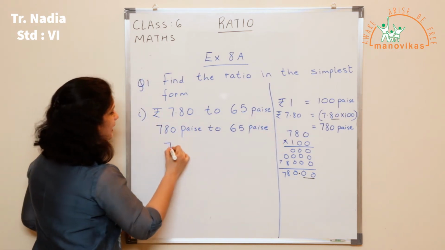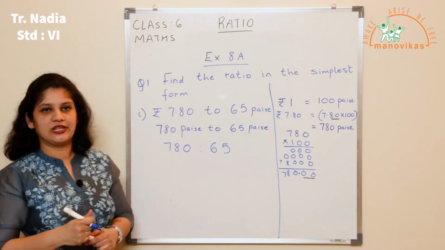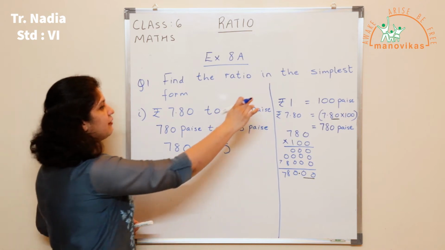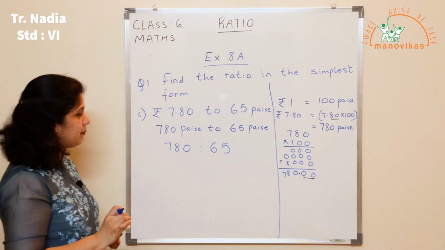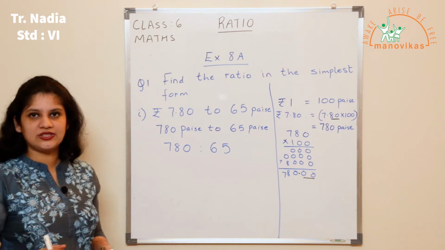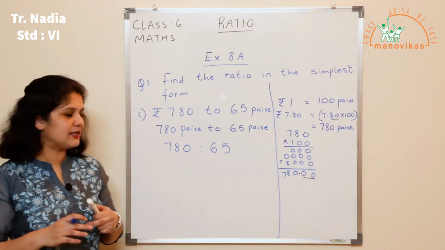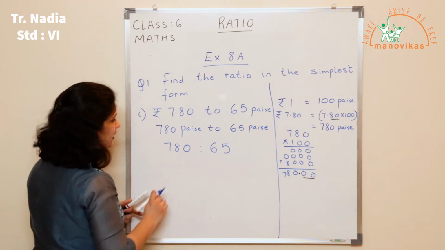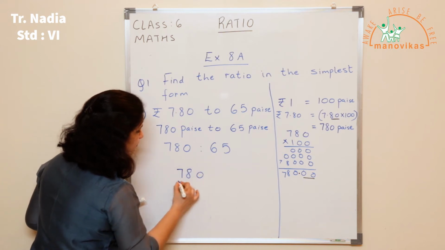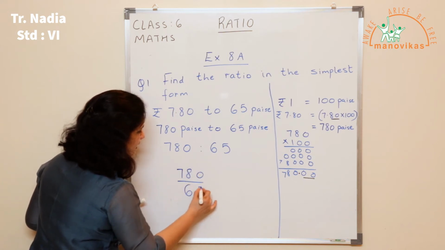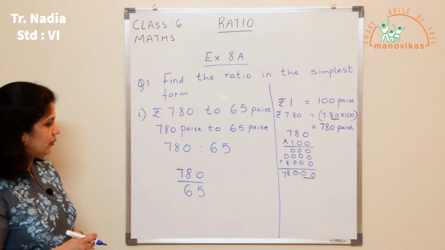So now I can express it as a ratio. But now go back to the question and see what your question says. Find the ratio in the simplest form. Now simplest form means I need to reduce this ratio. I need to see if it can be made simpler. For reducing, what I will do is I will write the ratio in the fractional form. Okay, I will write it as 780 by 65. And now I will try to reduce.